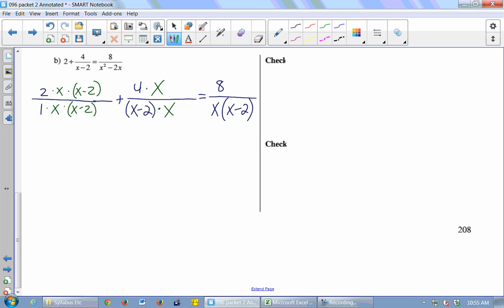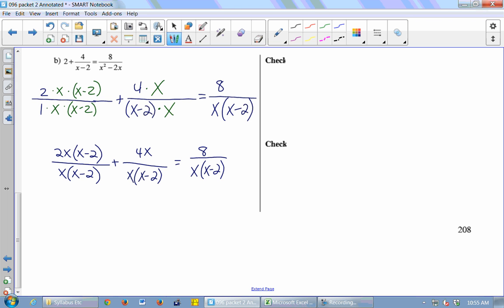So I'm just going to rewrite the whole thing, and I'm going to make it a little smaller. So I have 2x times x minus 2 over x times x minus 2 plus 4x over x times x minus 2 equals 8 over x times x minus 2. So I didn't really do anything in this step except maybe change the order of some of the multiplication.